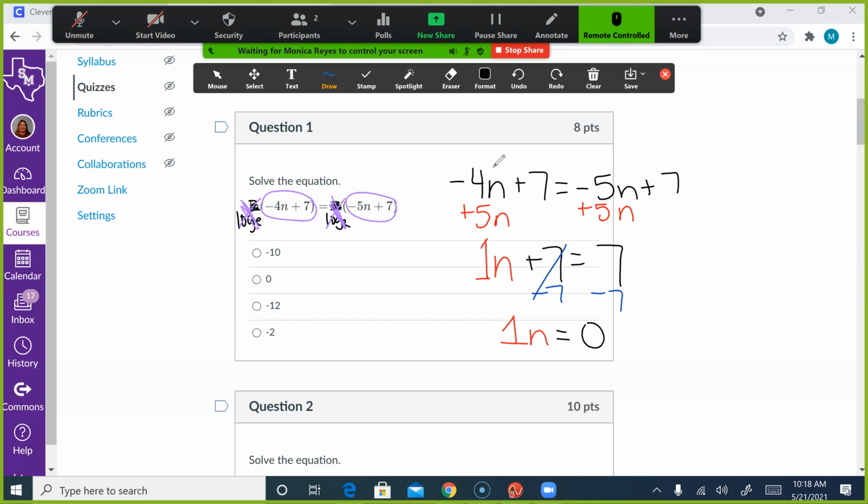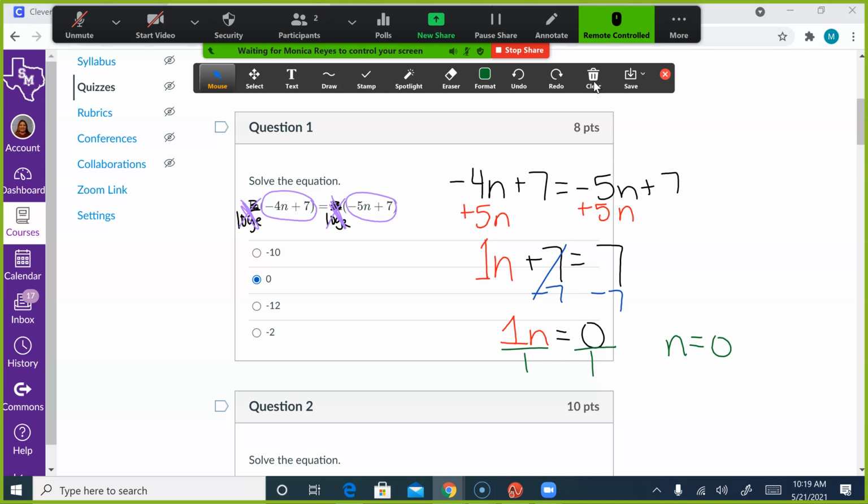So when we divide both sides by 1, 0 divided by anything is always just 0. So here, 0 can be an answer. So if you get an answer of 0, that is okay for these types of problems. All right, so do the same thing for 2 and 3.